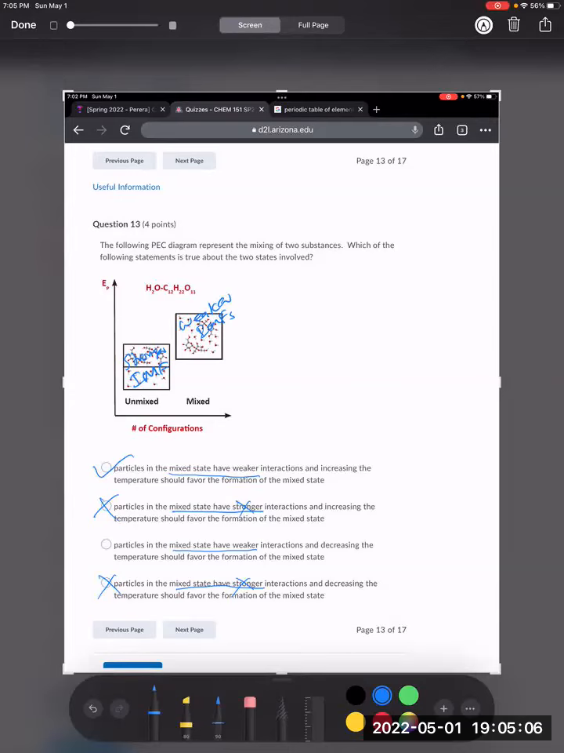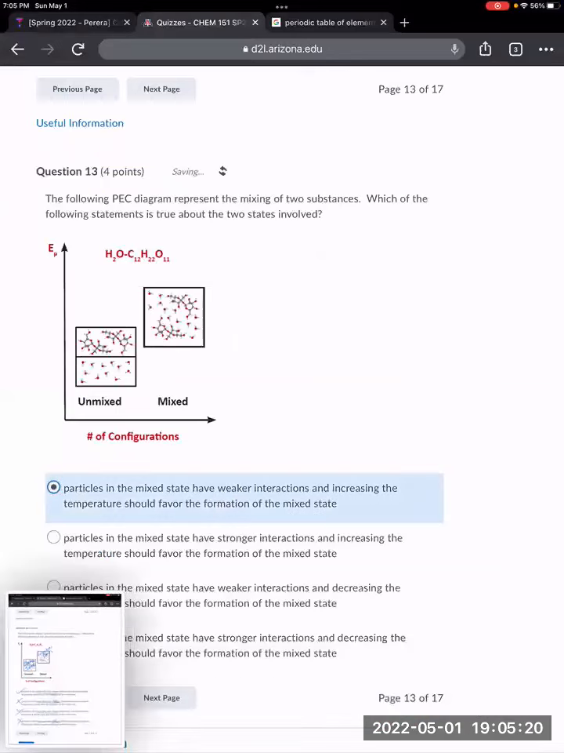And a decrease in the temperature should favor the formation of the mixed state. That is incorrect. High temperatures favor the high potential energy state. So therefore, the mixed state will be favored at high temperatures, not low temperatures. Option A is the correct answer.